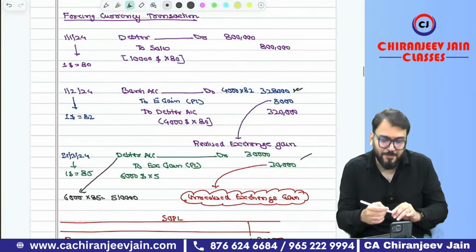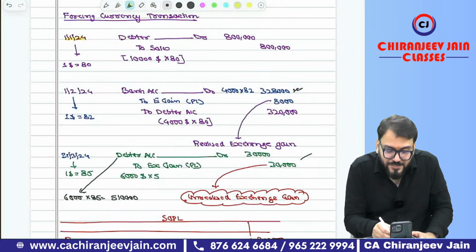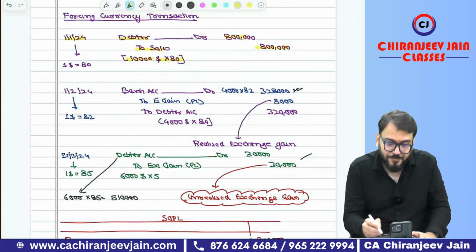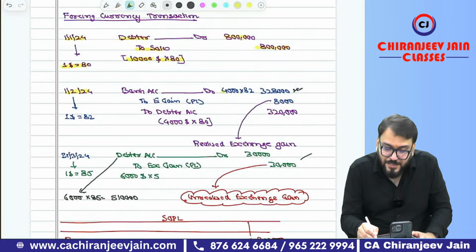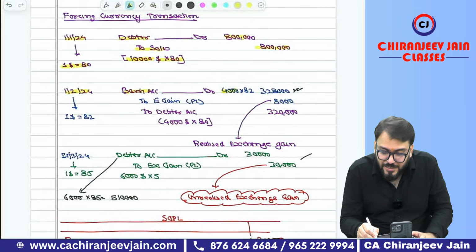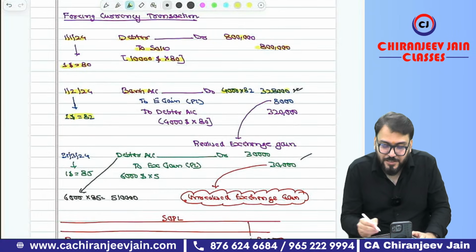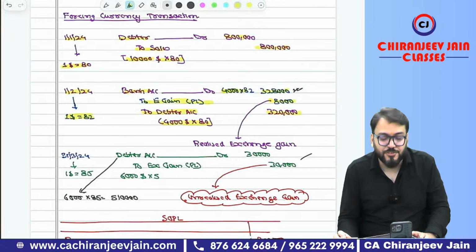Foreign currency transaction, let me explain. Suppose on 1/4 you have done one transaction: debtor account debit to sales, $10,000 into 80, which becomes 8 lakh because $1 is equal to 80. Now on 1/Feb, out of $10,000, you collected $4,000. So you'll do bank account debit 4,000 into 82, because now the exchange rate has become 82, so 3,28,000. But the debtor was already recorded at 4,000 into 80, that is 3,20,000. So there is an exchange gain of 8,000.